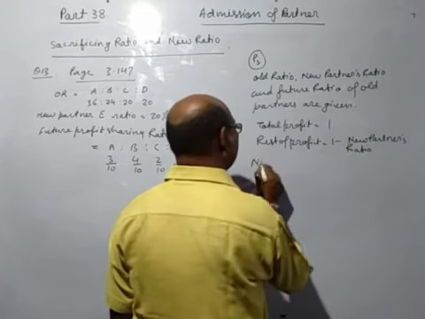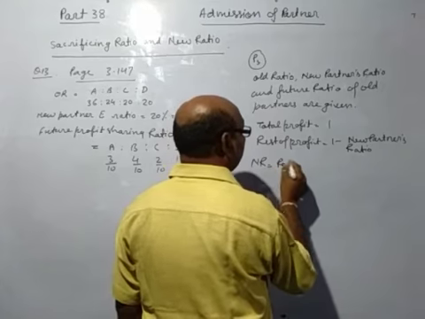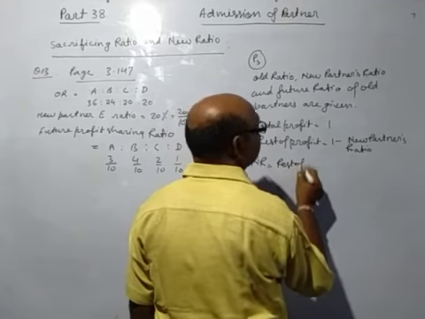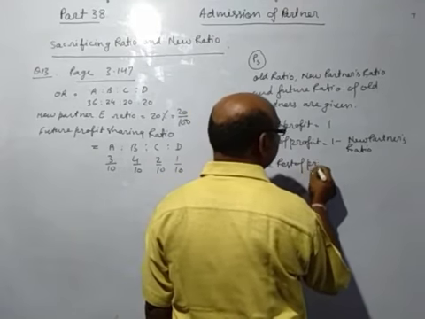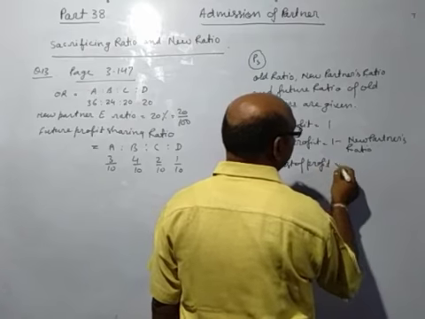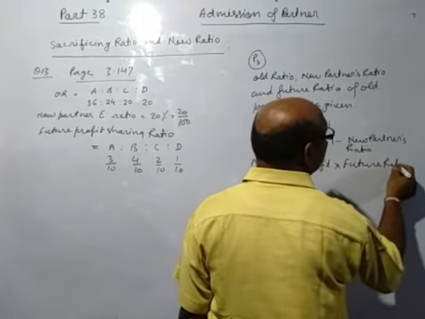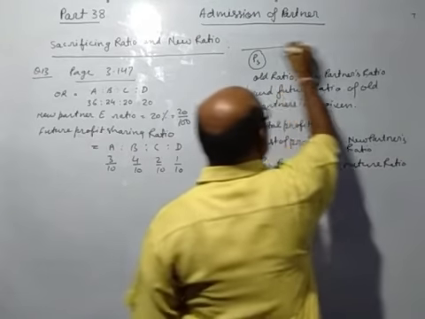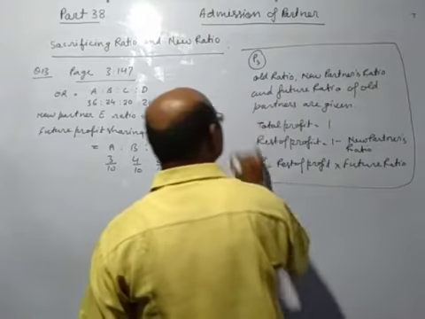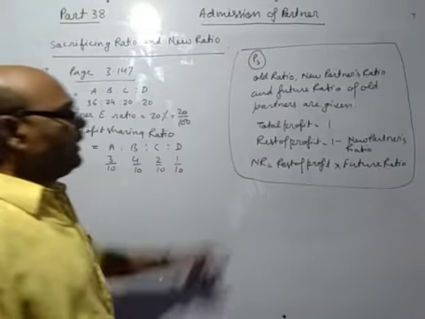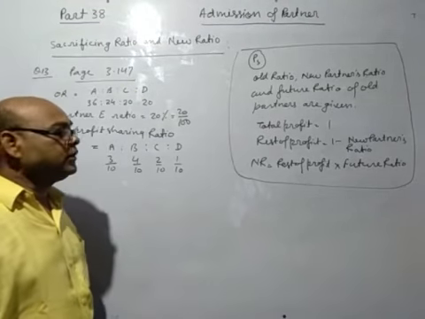Now we will calculate the new ratio: rest of profit into future ratio. So this is the 5th pattern. By this pattern we will calculate the new ratio.